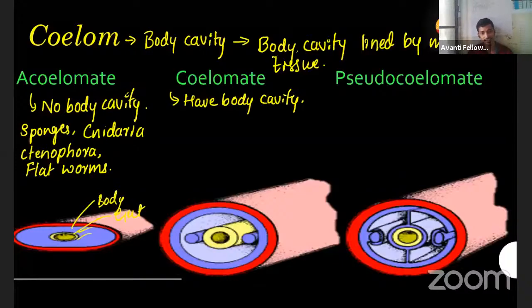Ctenophora, you can write whatever you write. No issue in that. So the second one is the coelomates, which have a body cavity lined with the mesoderm.